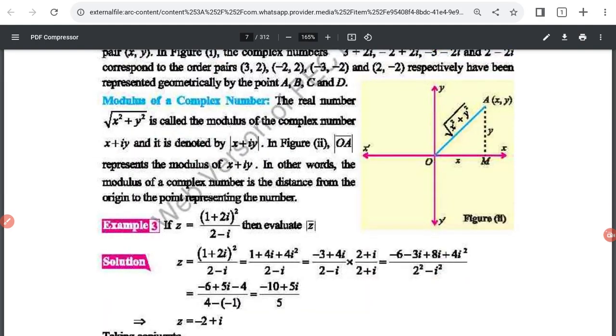Okay, dear students, now we move. So what is modulus of the complex number? So the modulus of the complex number is the real number square root of x square plus y square, called the modulus of the complex number x plus iota y, and it is denoted by mod of x plus iota y. Okay, so the diagram of the modulus of the complex number is given here. So now we move towards example 3.